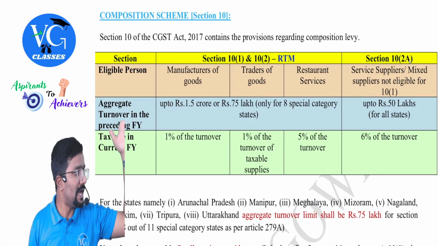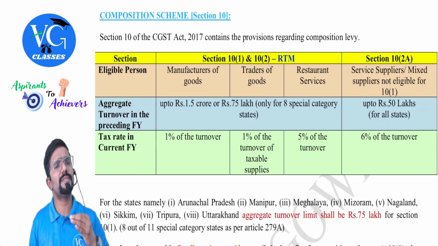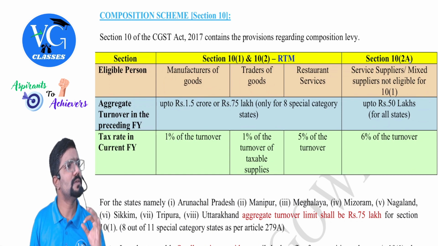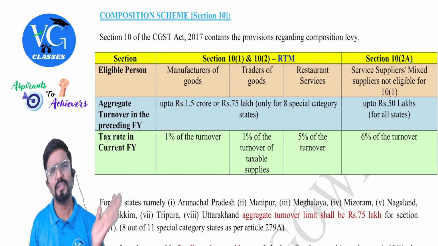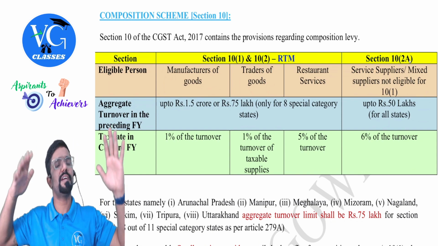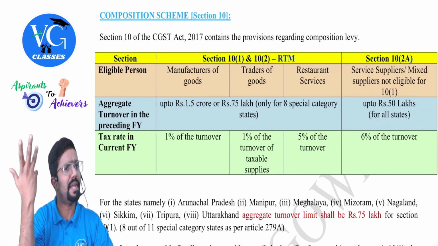Last year. And sometimes what happens, assume I am the supplier who is starting the business for the first time in the current year. What is my last year turnover? 0. Am I straight away eligible? Yes. I'm straight away eligible. Now assume I want to straight away take registration as a composition supplier only. Can I take? Yes, you can take it.